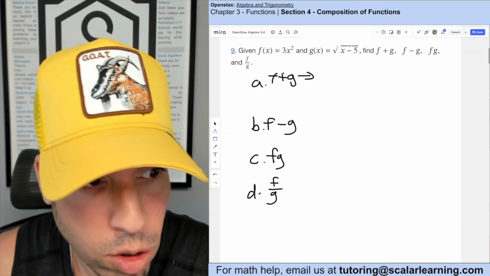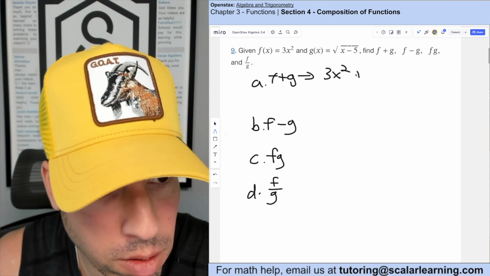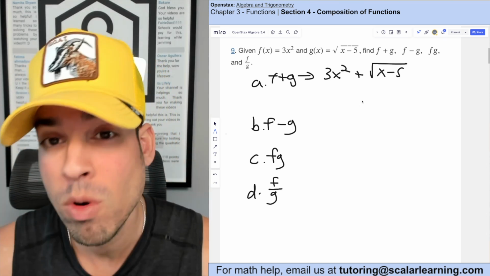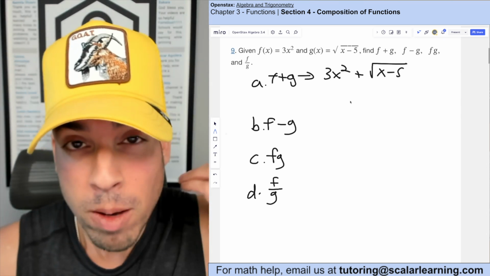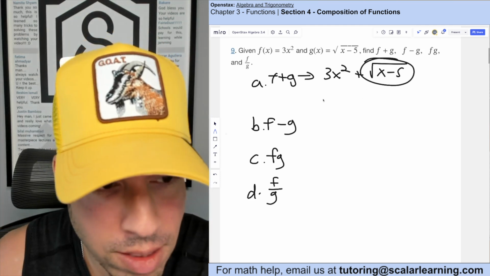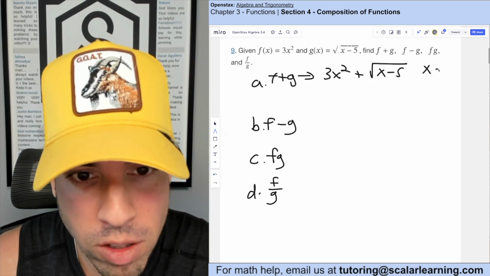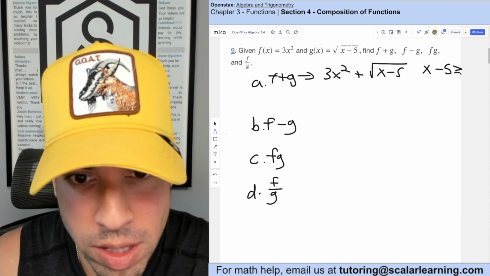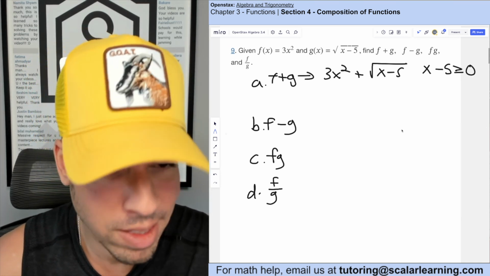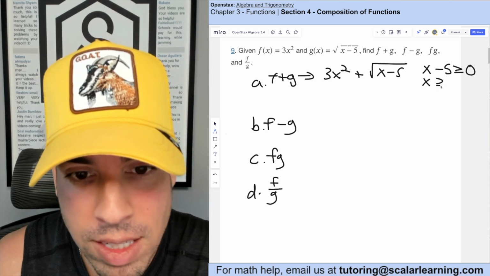So once again, we're going to start with f plus g, and that is simply 3x squared plus the square root of x minus 5. There's really nothing we can simplify here, so we're good to go in this respect. Now, we're not dividing by anything, so we don't have to worry about dividing by 0, but we cannot take the square root of a negative. So this portion under the radical must be greater than or equal to 0, right? 0 is okay. Positives are okay, negatives would be a domain restriction.